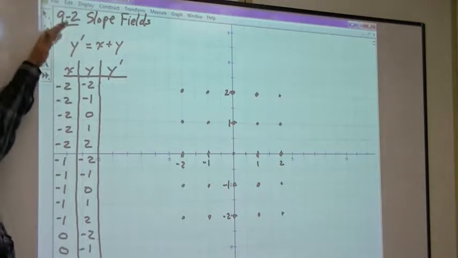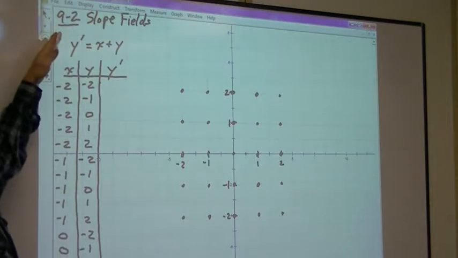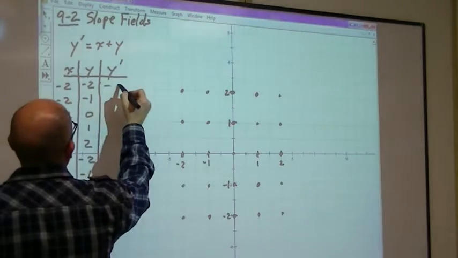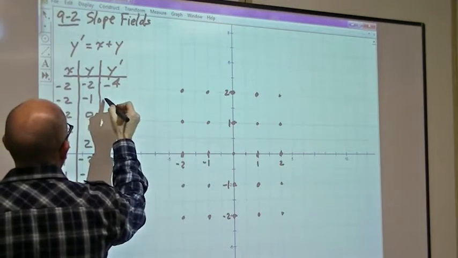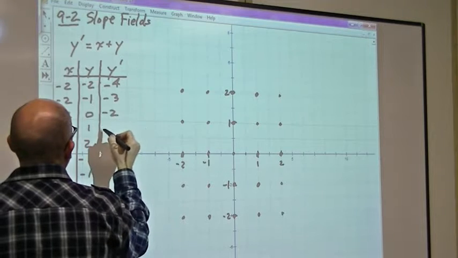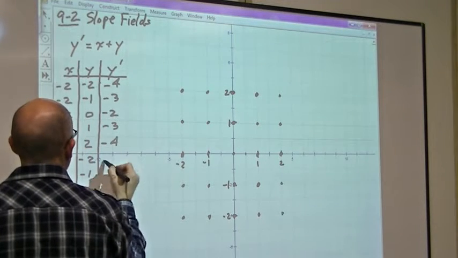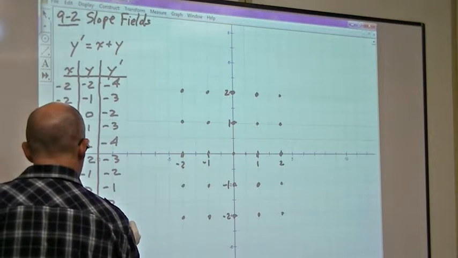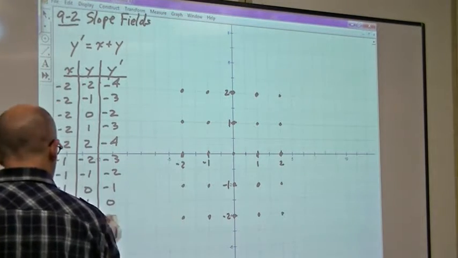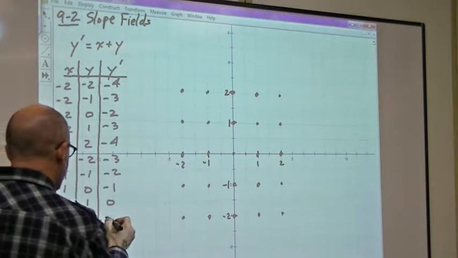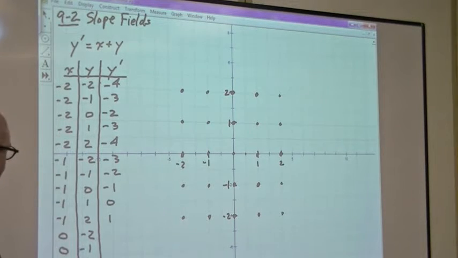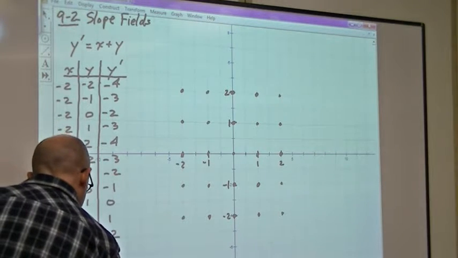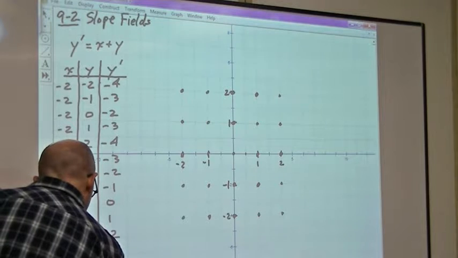All right, now, our slope is just x plus y. So -2 plus -2 is -4. -2 plus -1 is -3. And it's -2, -3, -4, -3, -2, -1, 0, oops, not -1, 1. Okay, now 0 plus -2, -2, -1, 0, 1, and 2.